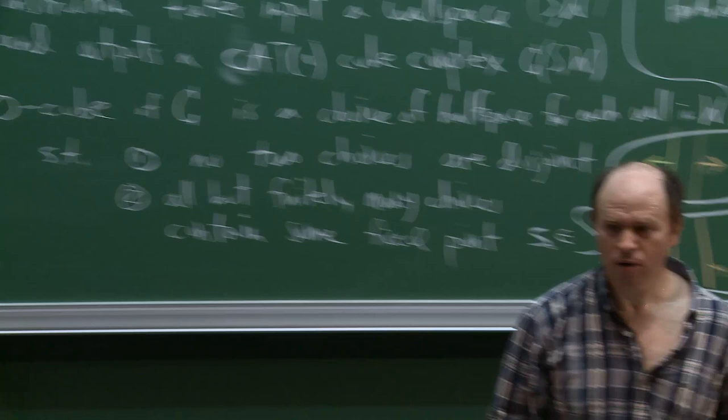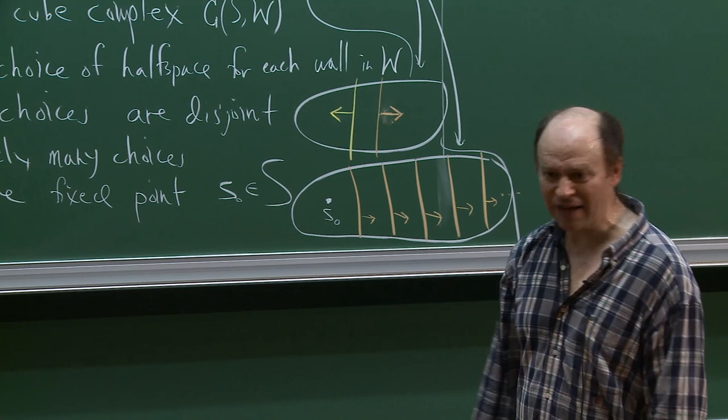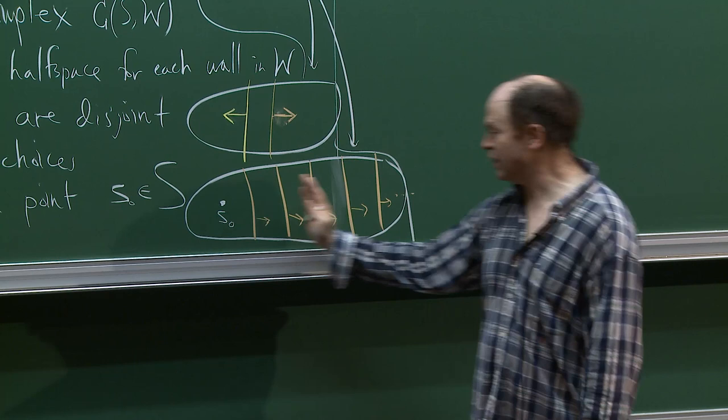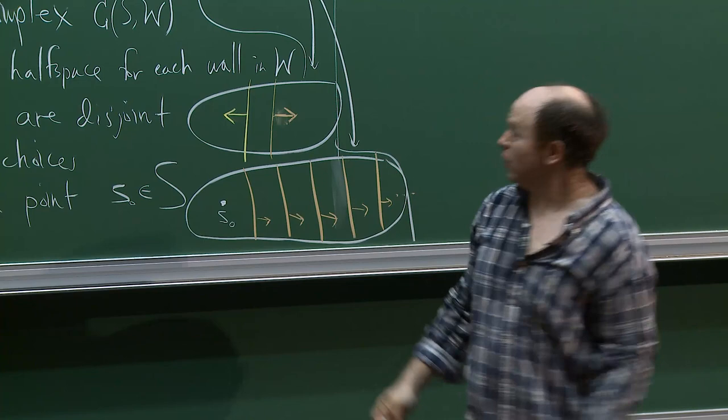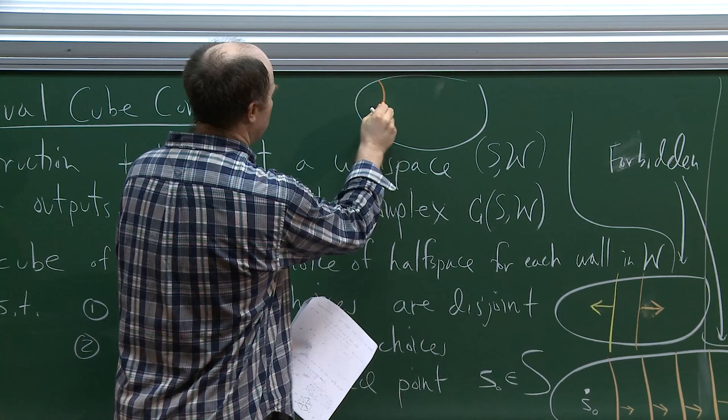How does 2 correspond to your picture? It looks like infinitely many of your chosen half spaces don't contain that fixed point. Right, so I don't like that. I like to draw the things that were not allowed. They don't have to be in this kind of ascending or descending chain. They could be off in all sorts of different directions. It could have been a forbidden picture which looked like this.